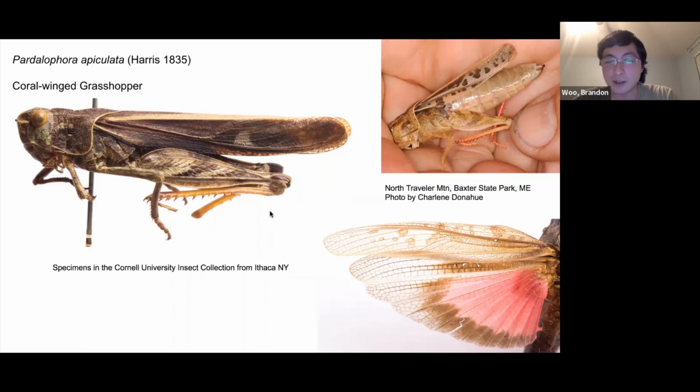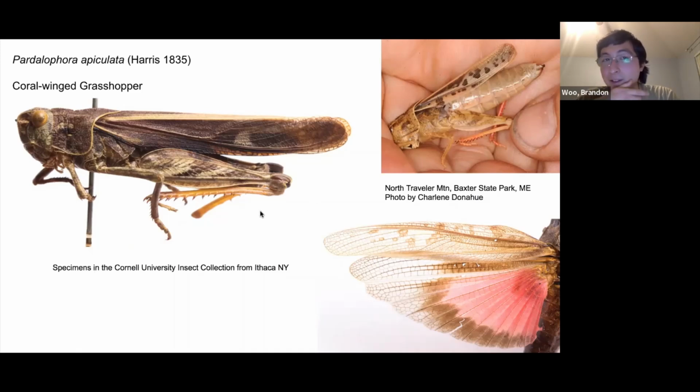The only recent record that I could find, and these are photos that I took of specimens from the Cornell collection in Ithaca, New York, but the only recent record I could find for many years was this photo that past president of the MES, Charlene, sent me from North Traveler Mountain up in Baxter State Park, of one that they found while doing, I think, ant surveys up there. This was the only record that I could find of it in any recent years.